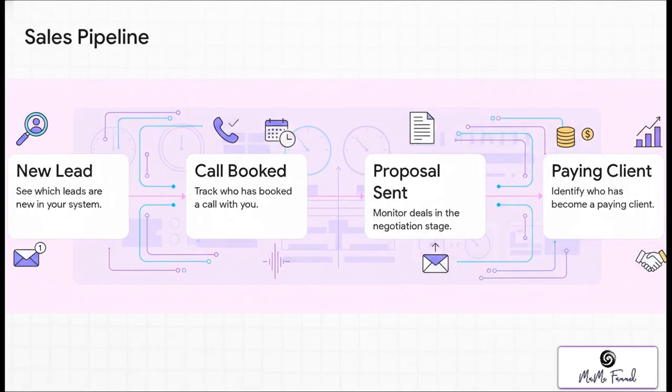This is where the Opportunities tab shines. It's your visual sales pipeline. It lets you physically drag and drop a customer through every stage of your sales process, from a brand new lead to booking a call, sending a proposal, and all the way to becoming a paying client. You can see your entire sales floor in one glance.